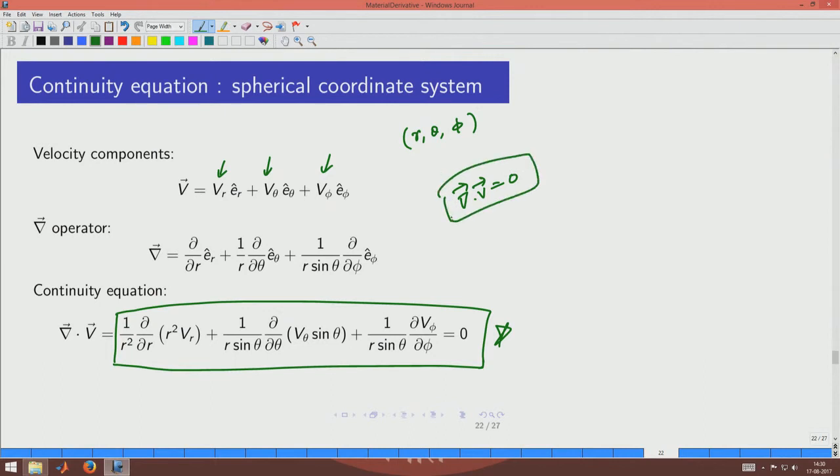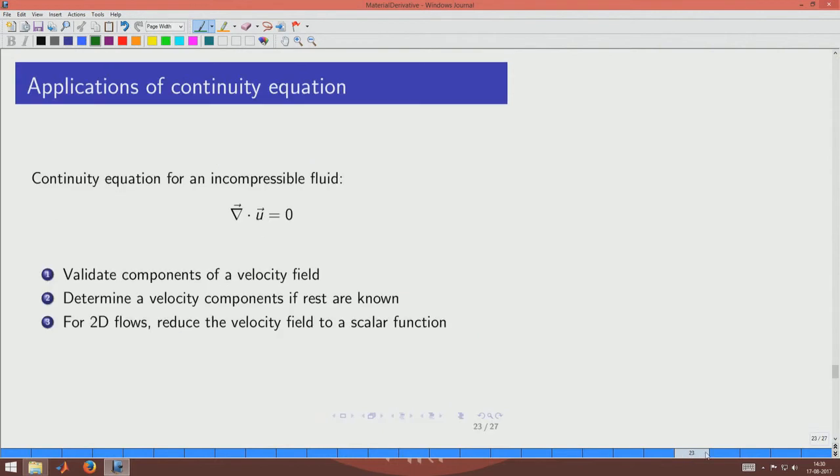Okay. So, the rest of it is only a matter of details. Now, once we have the continuity equation, what are the uses of that equation, in what way is it going to help us understand the transport phenomena in materials processing?